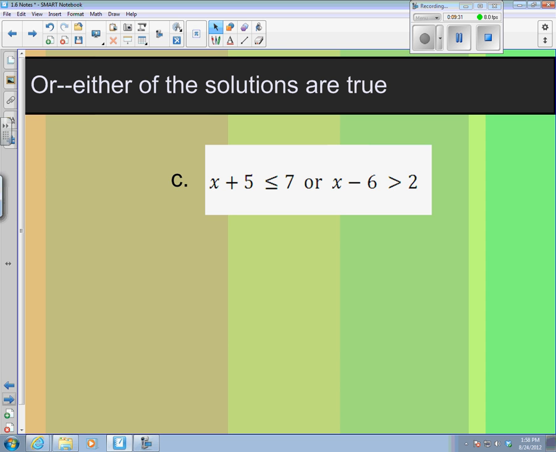We're going to go to the or statement. Here's a compound inequality with the word or. We don't have to split it up. It's already split up for us. Basically, we just solve both inequalities, graph it on the number line, and find out where our answers are going to lie. So x plus 5 is less than or equal to 7.